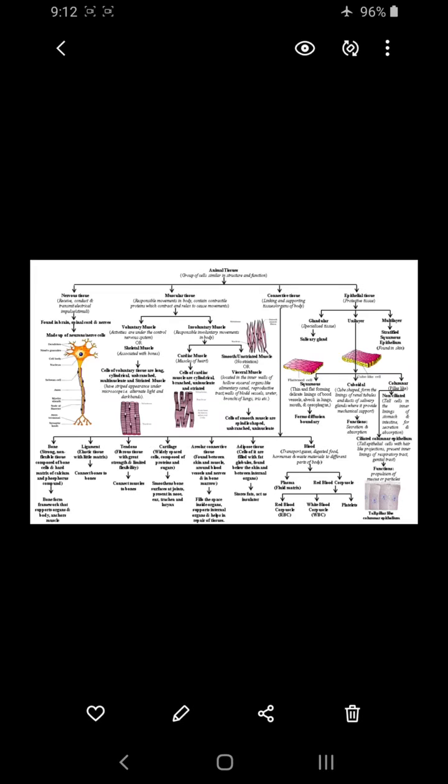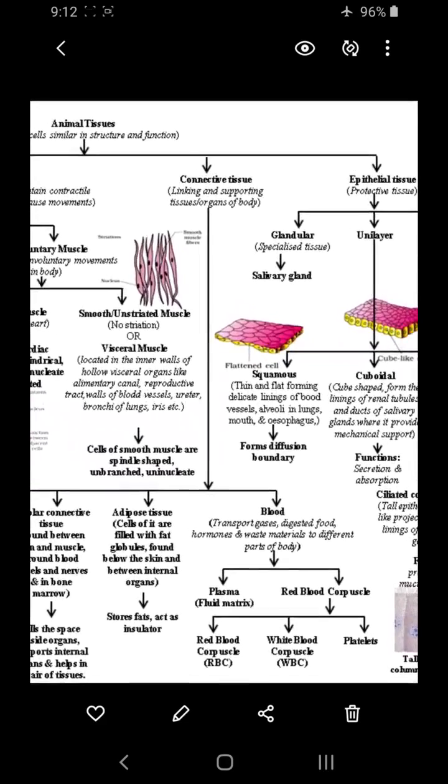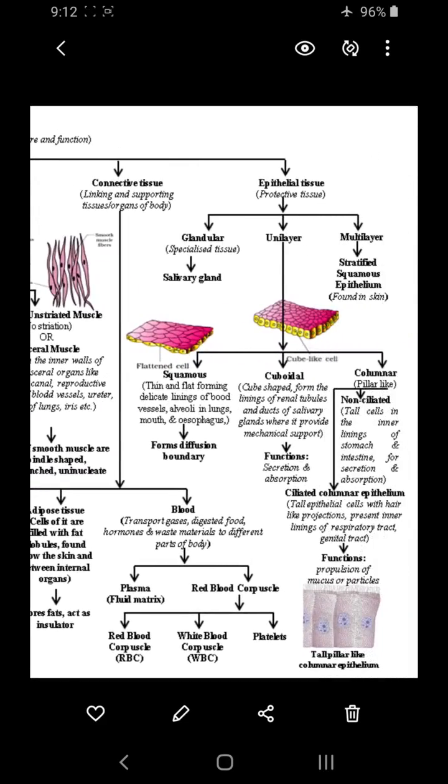Now I will show you this by this table. Epithelial tissue. First is glandular tissue. These are the specialized tissues. In glandular tissue we can take the example of salivary glands. Next is the glandular tissue, means glands.